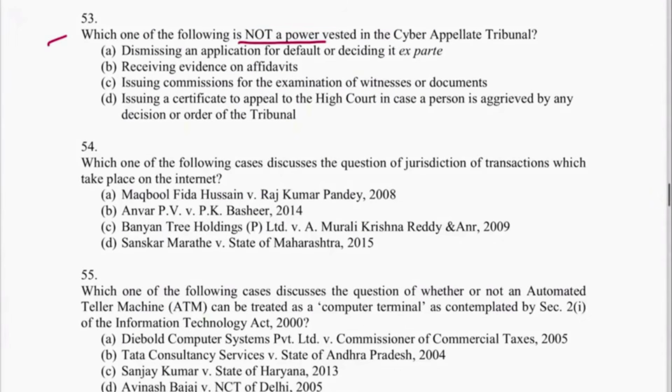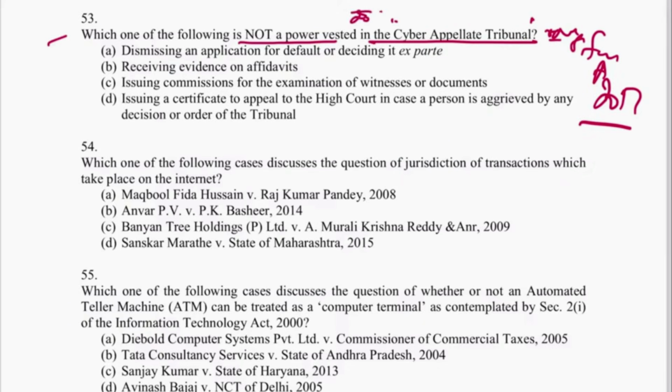Next, 53. Which one of the following is not a power vested in Cyber Appellate Tribunal? Now, Cyber Appellate Tribunal has been repealed, or you can say it is omitted by the Finance Act of 2017, and I'm surprised that this is the paper of 2019 and held in 2020 and they still ask the question from the old provision. Earlier the composition of Cyber Appellate Tribunal was in section 49 of IT Act, but it is now omitted. Now it is only Appellate Tribunal.